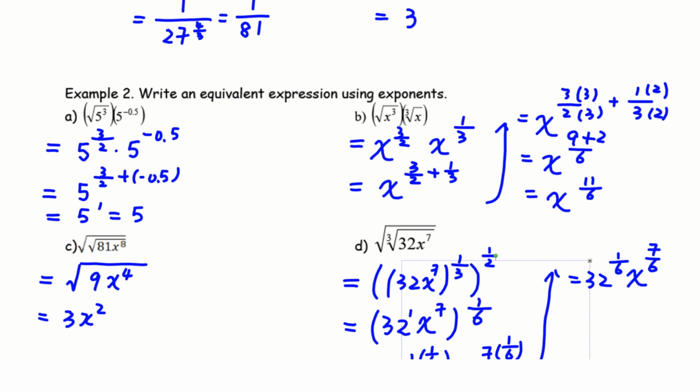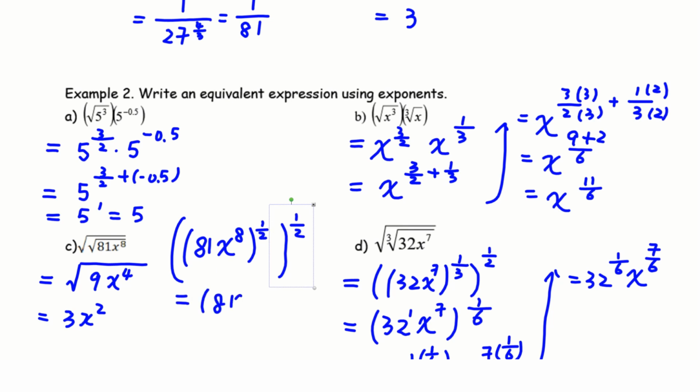Otherwise, you can also write it as 81 x to the exponent 8. Then you have 1 over 2, one square root, and then another square root. So then multiplying these two, you have 81 x to the exponent 8, then 1 to the exponent 4: 1 times 1, 2 times 2. Now 81 to the exponent 1 over 4.